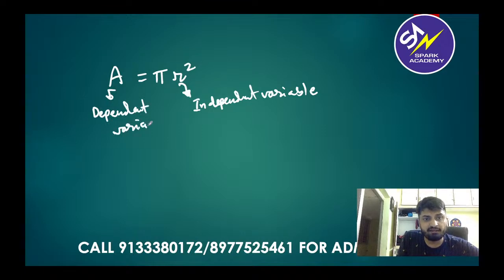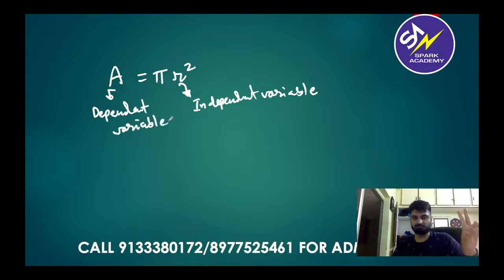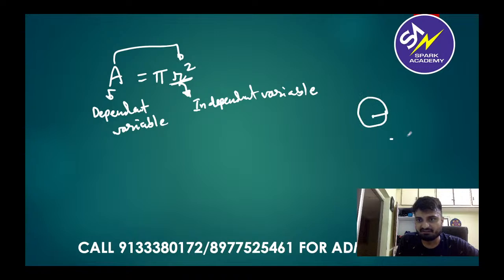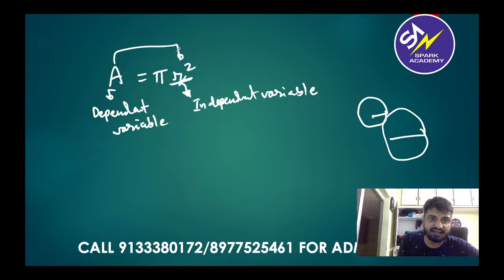You would have seen in your physics also, there are 2 types of variables, dependent and independent. Dependent is something which depends on r. So area depends directly on radius here. Depending on the radius, your area changes. For example, if you have a radius like this, you'll get a circle like this. If you have a radius like this, you'll get a circle like this. So the radius is directly influencing the area.